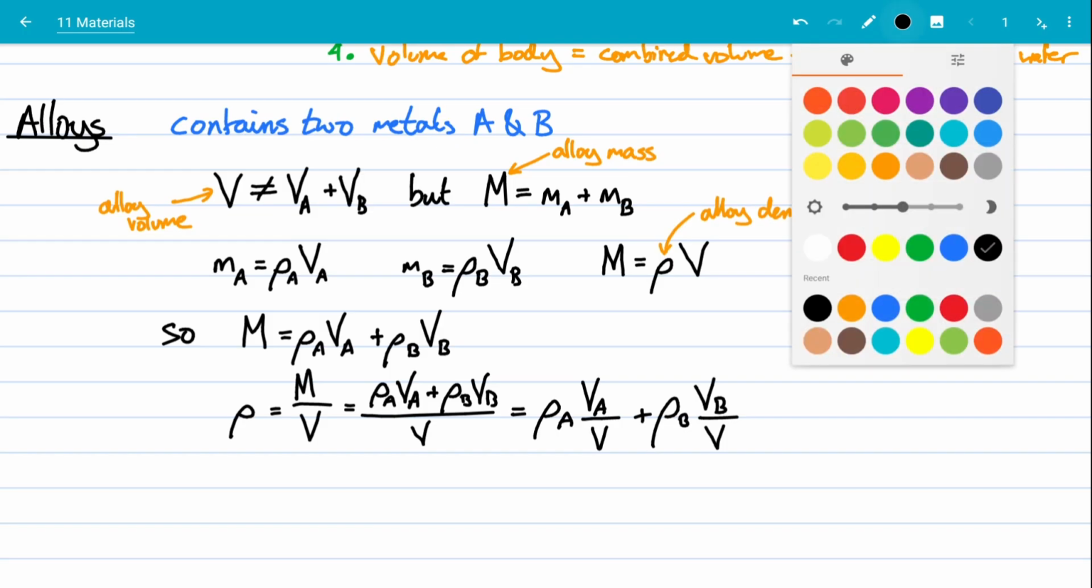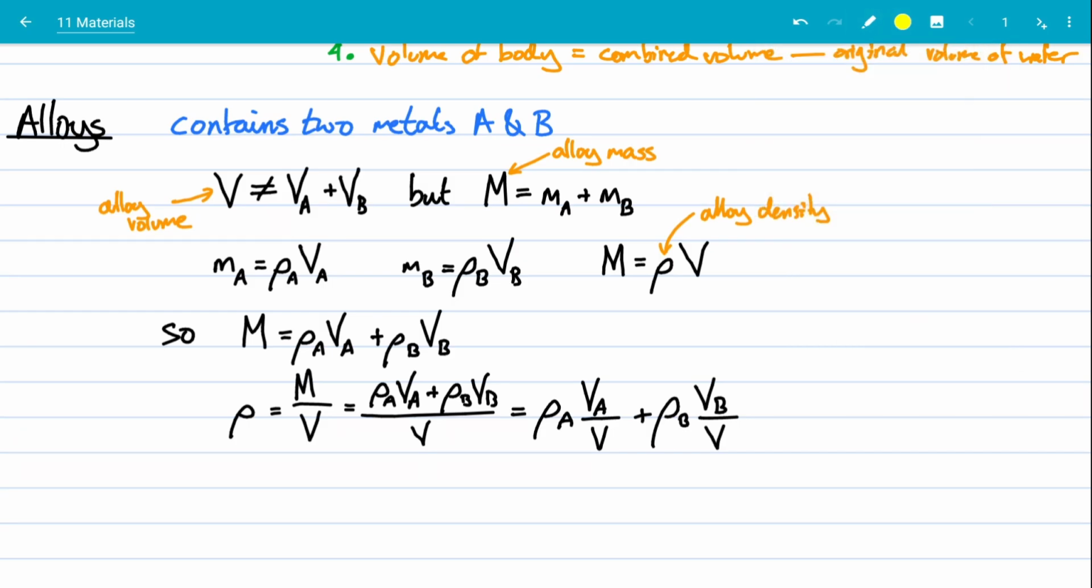So this is a ratio of volumes, a volumetric ratio. If the alloy is 50% of one metal and 50% of the other, then the density of the alloy is going to be 50% of the density of A and 50% of the density of B. If the alloy has, let's say, 25% of A by volume and 75% of B by volume, then we just do 75% of the density of B, 25% of the density of A, add them together, and that is the density of the alloy.